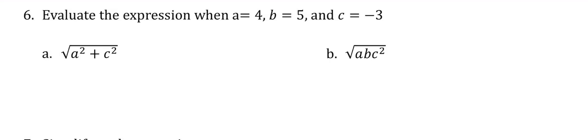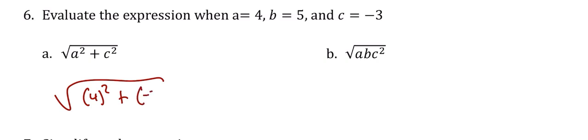Okay, let's do problem 6. So here we have a couple radical expressions, and we're going to be plugging in a, b, and c. So for part A, we have a is 4, so we're going to say 4 squared plus, for c, negative 3 squared.